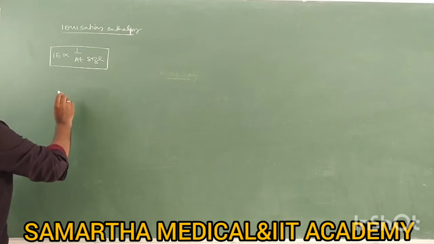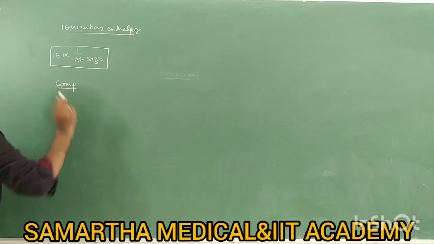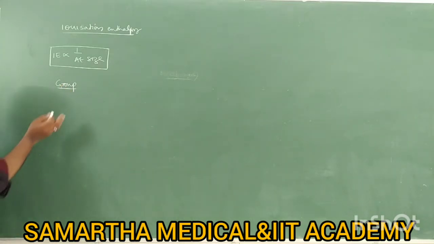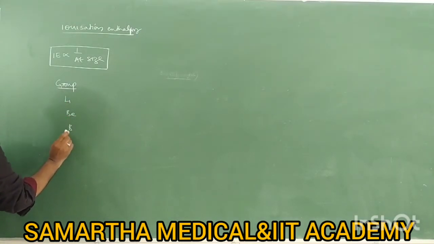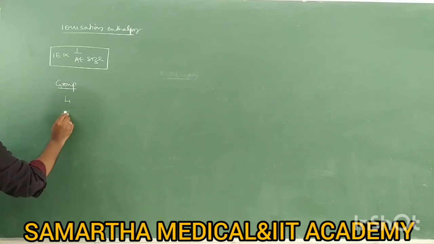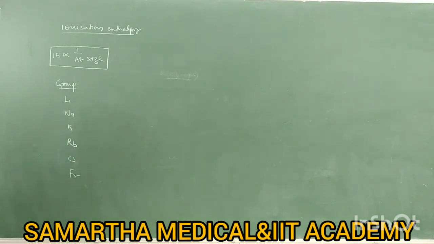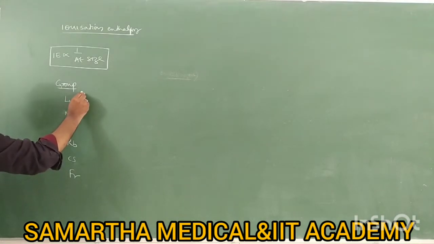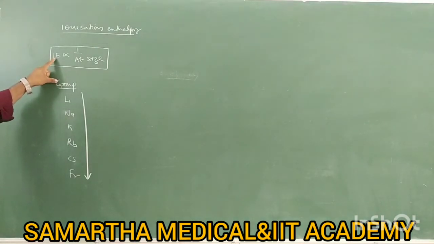Now we know the atomic size in a group and period, which we have already studied. In a group, atomic size increases down the group, like lithium, sodium, potassium, rubidium, cesium, francium. These are the alkali metals. Down the group, atomic size increases from lithium to francium. Since atomic size increases, ionization enthalpy must decrease.